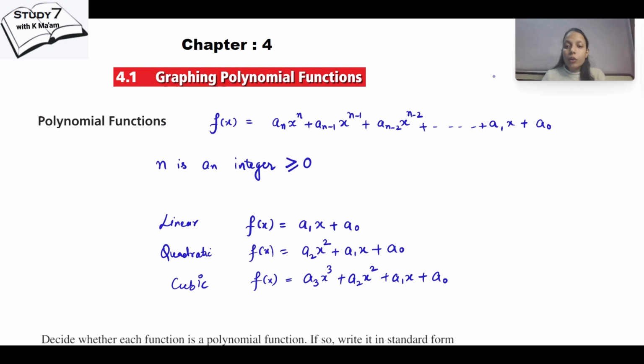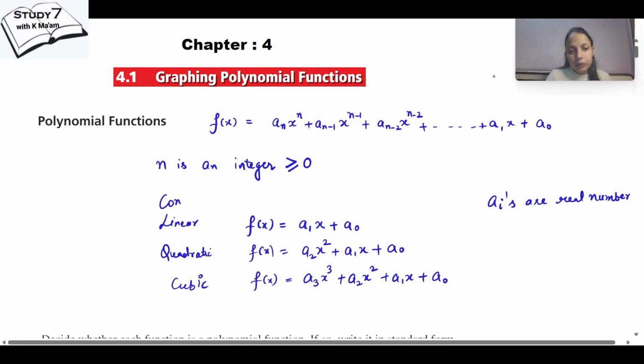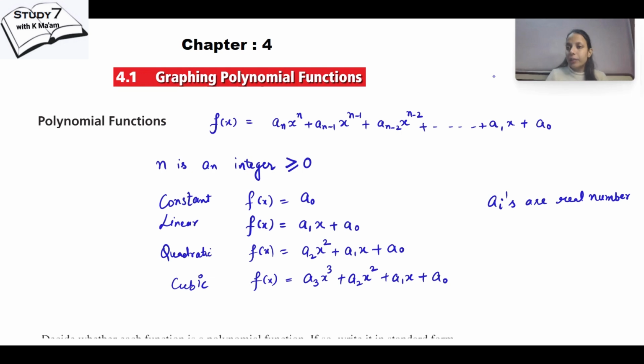What are these a_0, a_1, a_n? These are real numbers. The a_i's are real numbers. You can add a constant also, the constant function. A constant function is f(x) equals only a constant number a_0.